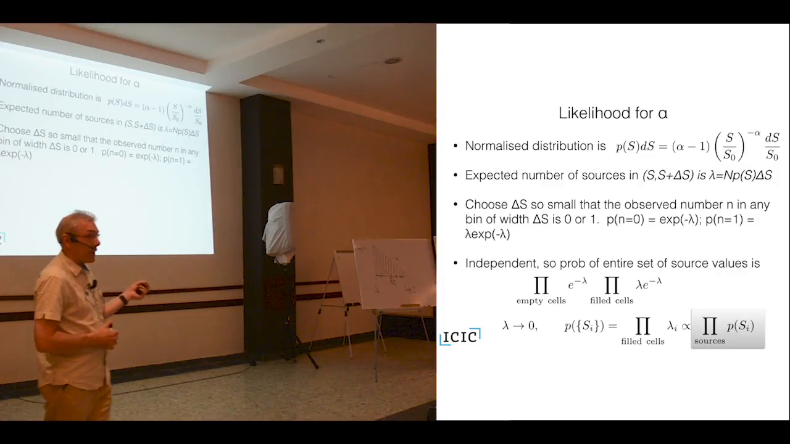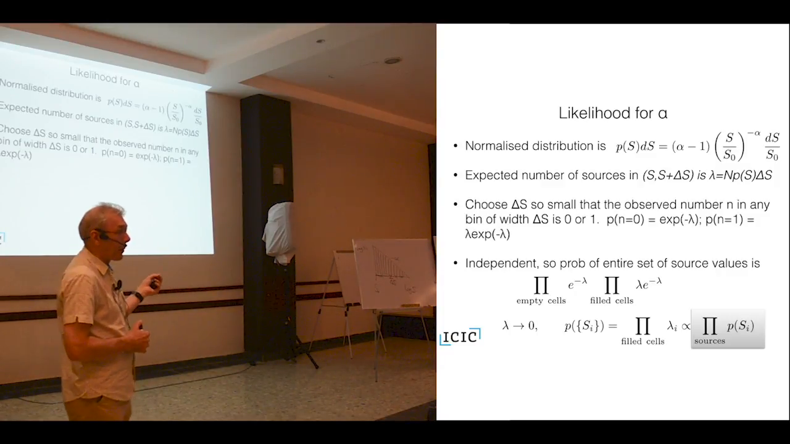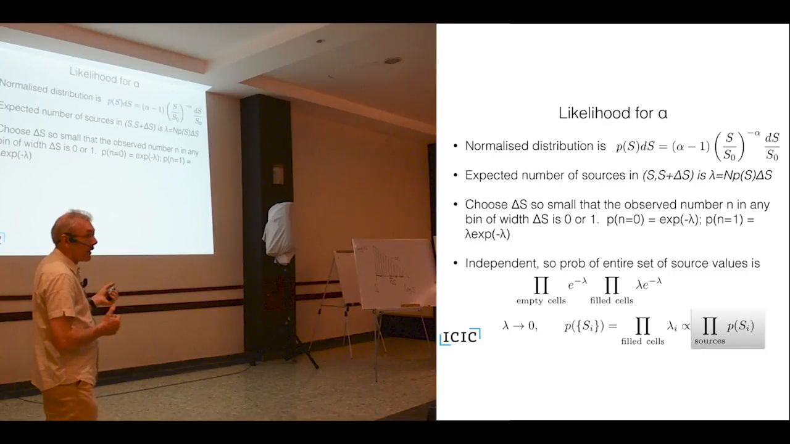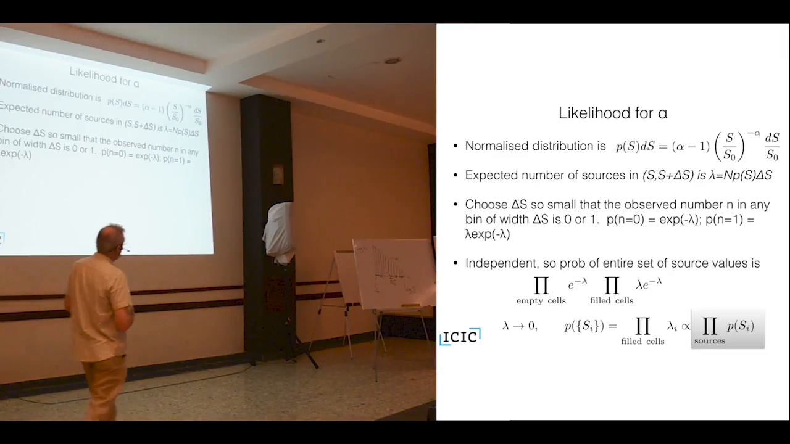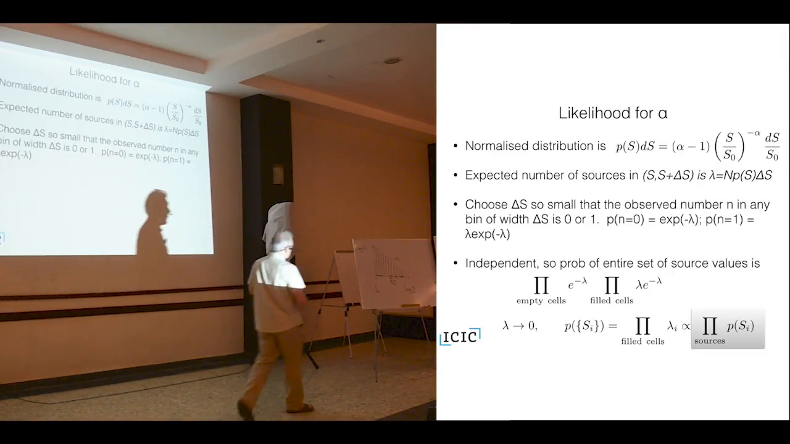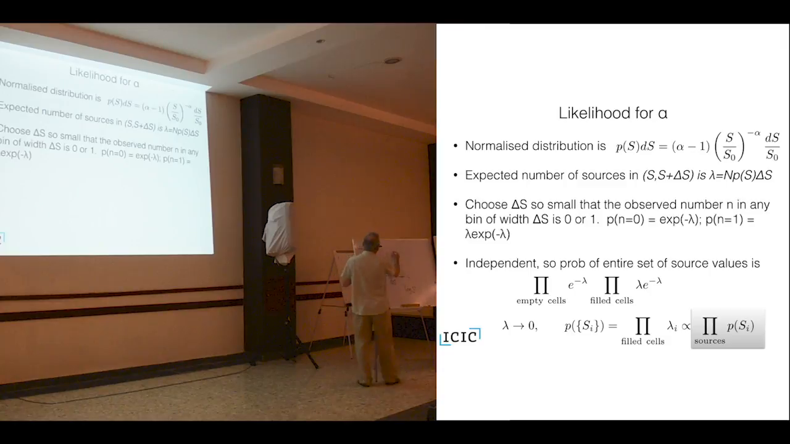Now within each of the bins, the probability of getting 0 or 1 is just a Poisson distribution, which Licha talked about earlier today. So we know those probabilities. We know the probability of getting 0. The probability of getting n is the expected number to the n, e to the minus lambda, divided by n factorial.